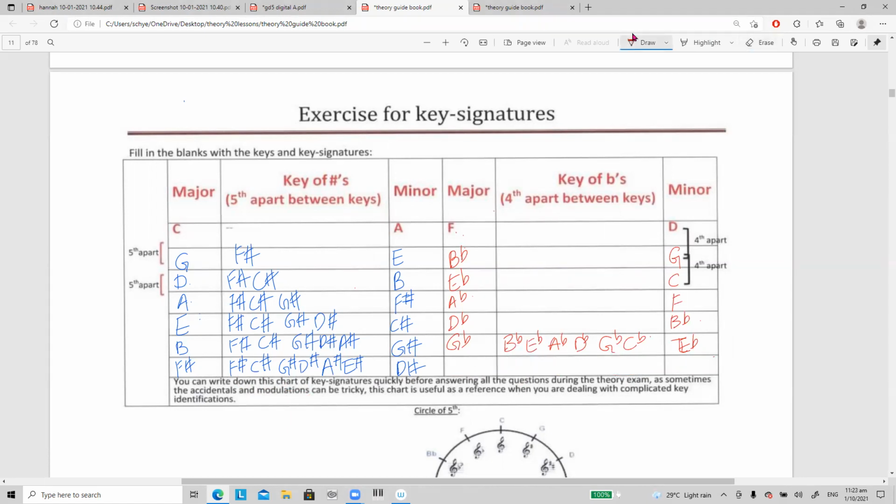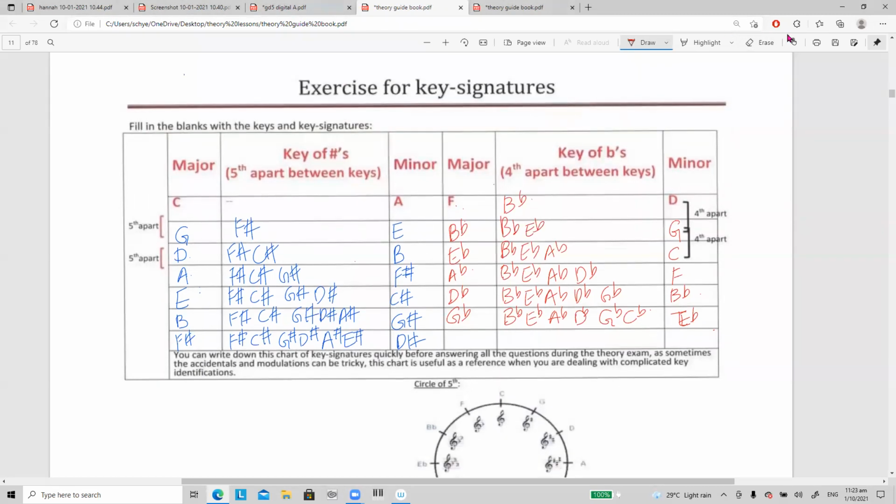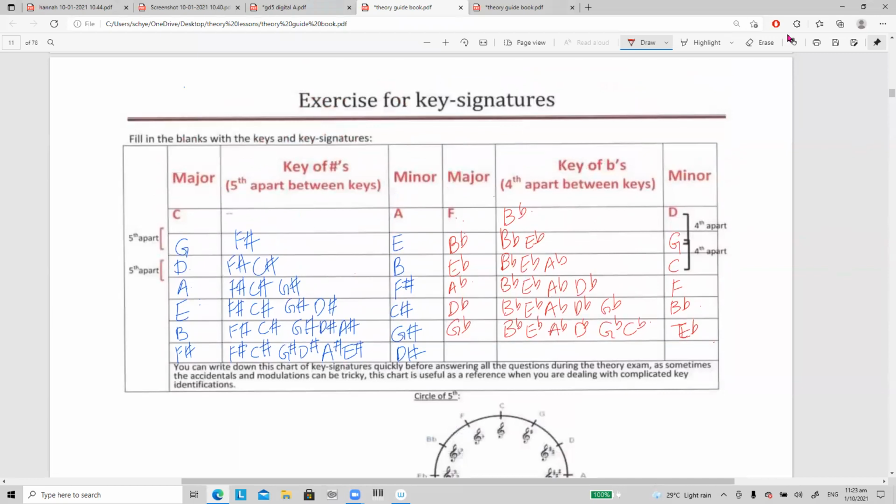Okay, as usual, as you move up 1 level, you just drop the last flat. B, E, A, D, G. You drop the last flat. Then B, E, A, D. Then you drop the last flat. Okay, and so on for the rest of this. So now we have already completed this chart.